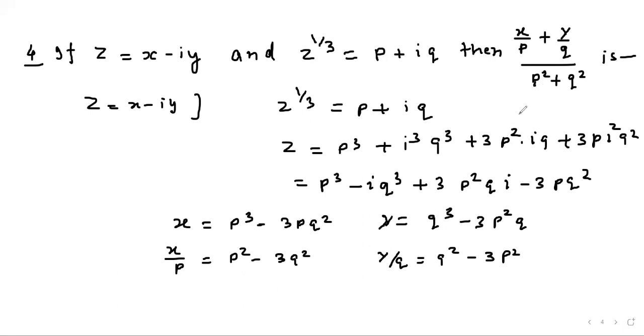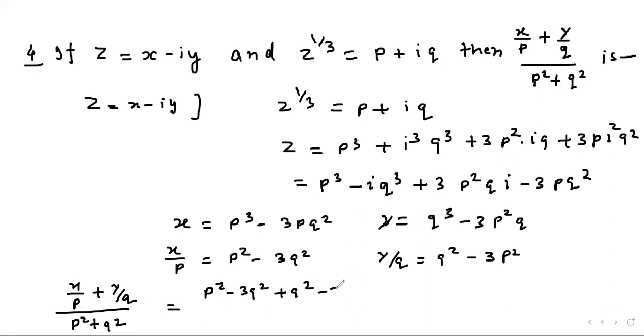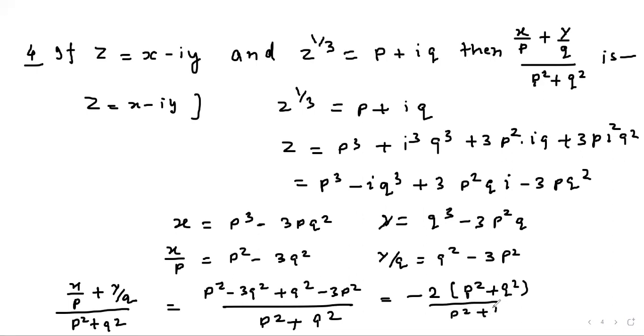So we put these values here. So x upon p plus y upon q whole divided by p square plus q square. We will get p square minus 3q square plus q square minus 3p square divided by p square plus q square. It will become minus twice p square plus q square divided by p square plus q square, from where we get minus 2. So this is our answer.